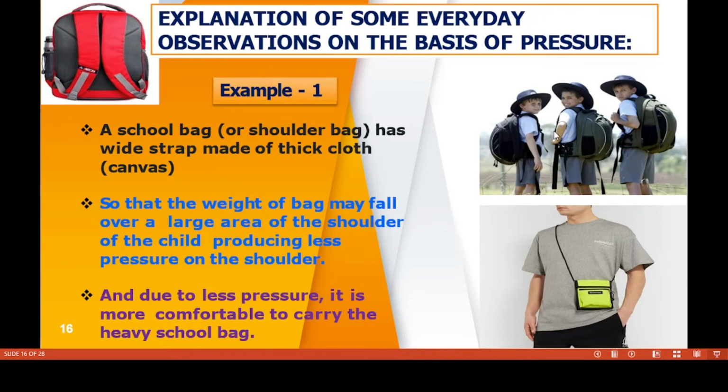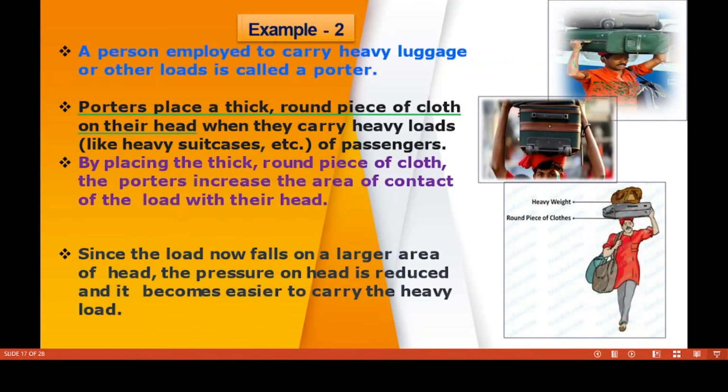That is made up of thick cloth, so that the weight of the bag may fall over a larger area of the shoulder of the child, producing less pressure on the shoulder. So you can walk easily while wearing the school bag, and due to less pressure it is more comfortable to carry the heavy school bag. Children, the school bag will be heavy, but due to the less pressure only, it is comfortable for you. Now it is time for example 2.